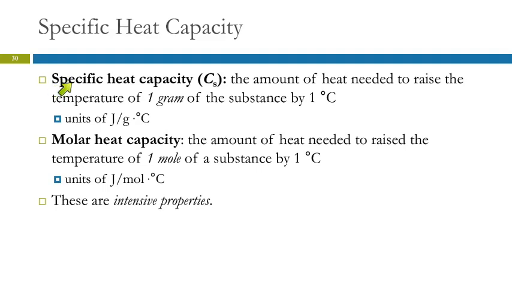So the specific heat capacity is the amount of heat needed to raise the temperature of 1 gram of the substance by 1 degree Celsius. So this is going to have units of joules per gram degree Celsius. We can also talk about a molar heat capacity, and that's how much heat needed to raise the temperature of 1 mole by 1 degree. There you'd have units of joules per mole degrees Celsius. These are intensive properties like density and are much more useful.